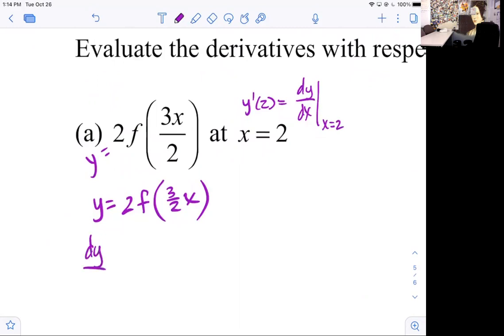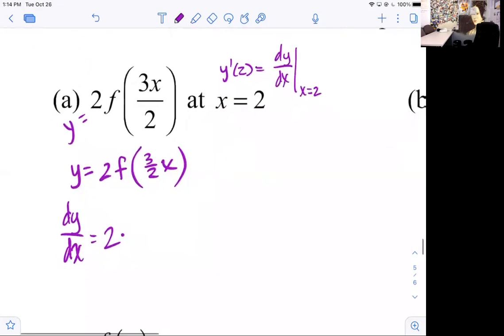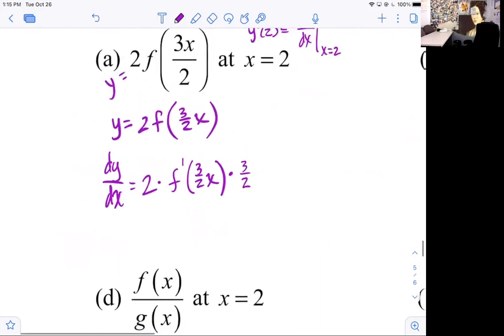So here we go. The derivative of y with respect to x is, well, 2 goes along for the ride, doesn't it? Because it's a constant multiple. And then the derivative of f of blob is f prime of the blob times the chain rule, the derivative of the blob. The derivative of 3 halves x is 3 halves. So that would be the derivative. Now all we've got to do is plug in a 2. The derivative of y with respect to x evaluated at x equals 2, that's how you'd show that, equals.